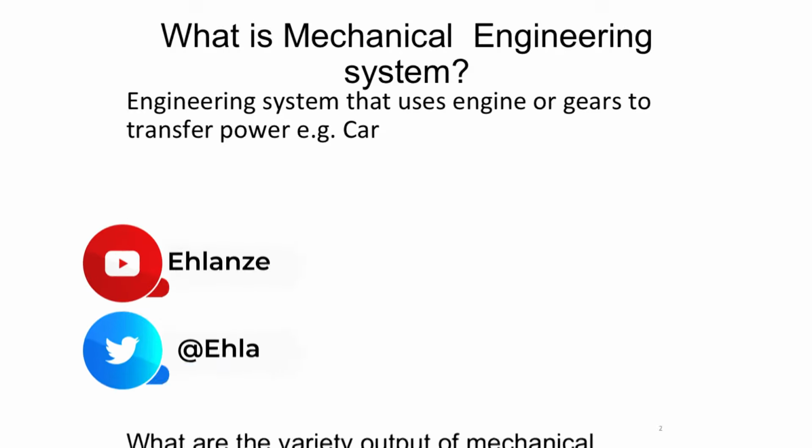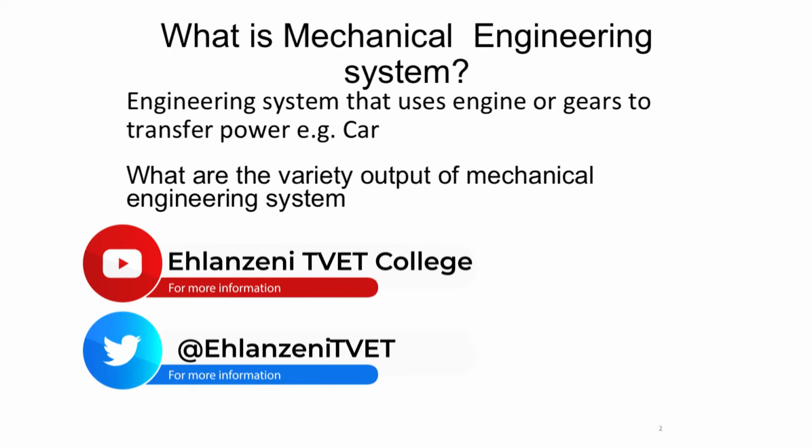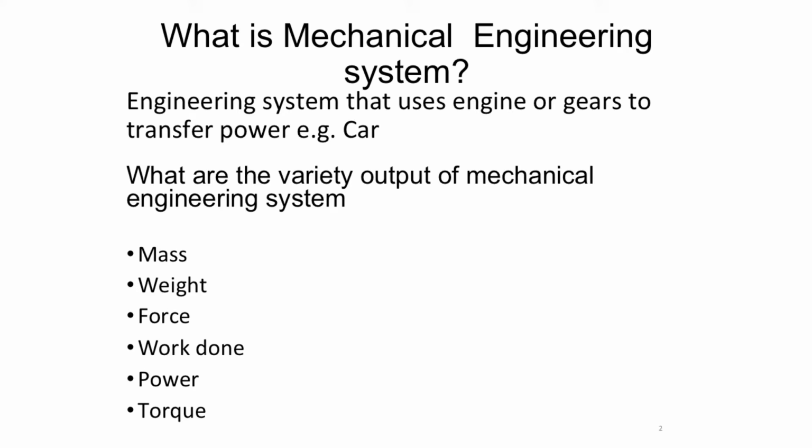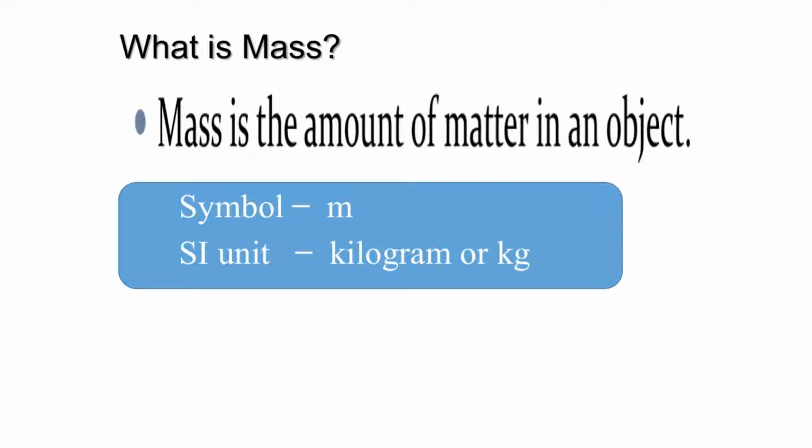And also, we have varied outputs of mechanical engineering systems. What are the varied outputs of mechanical engineering systems? We are referring to mass, weight, force, work done, power, and torque. Now I want us to check the definition of each of these varied outputs. First, we'll look at the mass.